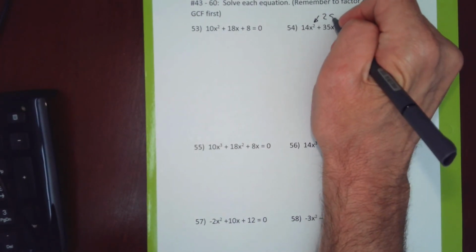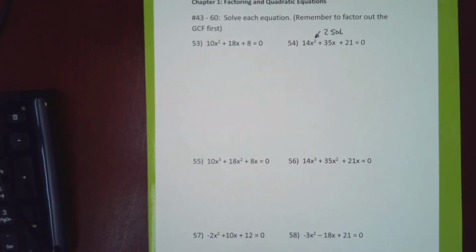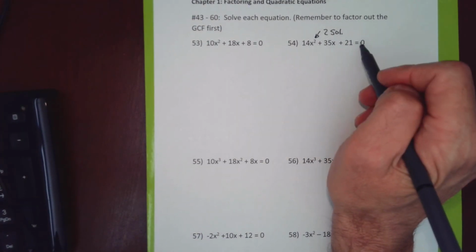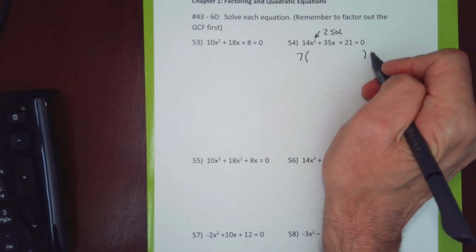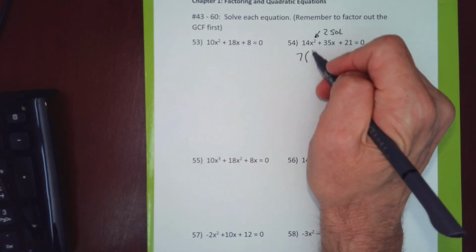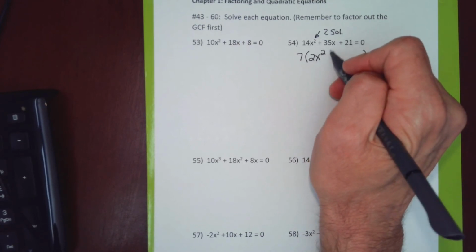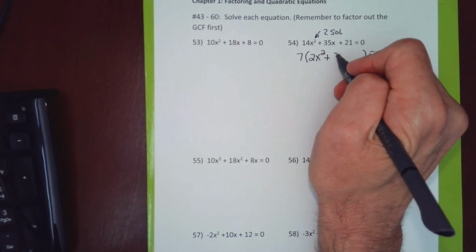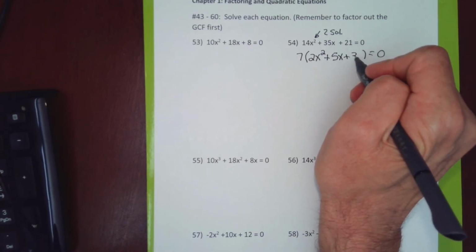The highest exponent is a 2, so I expect to get 2 solutions. I'm going to start off by pulling out the common factor of 7. 7 goes into 14, 35, and 21. I'll divide 14 by 7 and get 2. I'll leave the x squared. 35 divided by 7 and get 5. I'll leave the x. 21 divided by 7 and get 3.